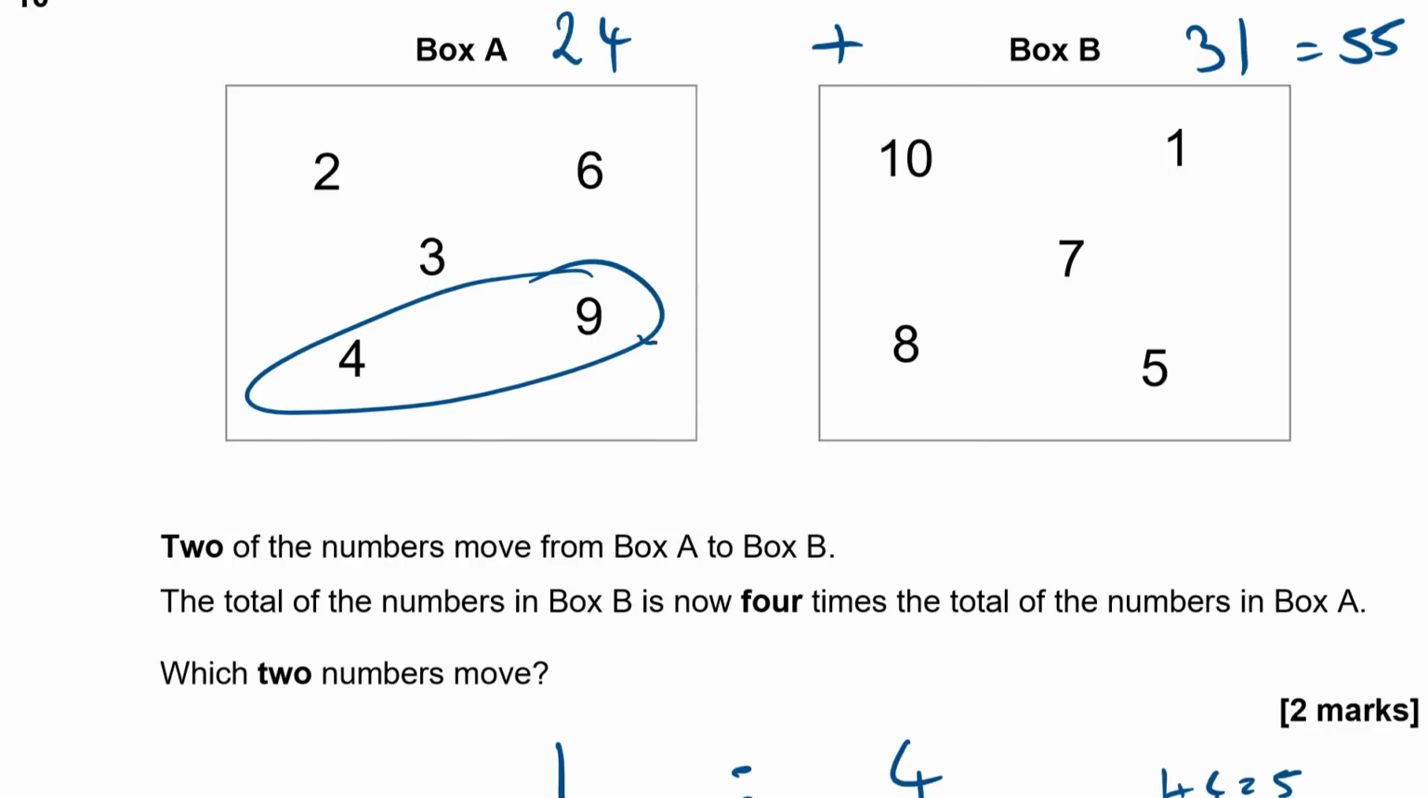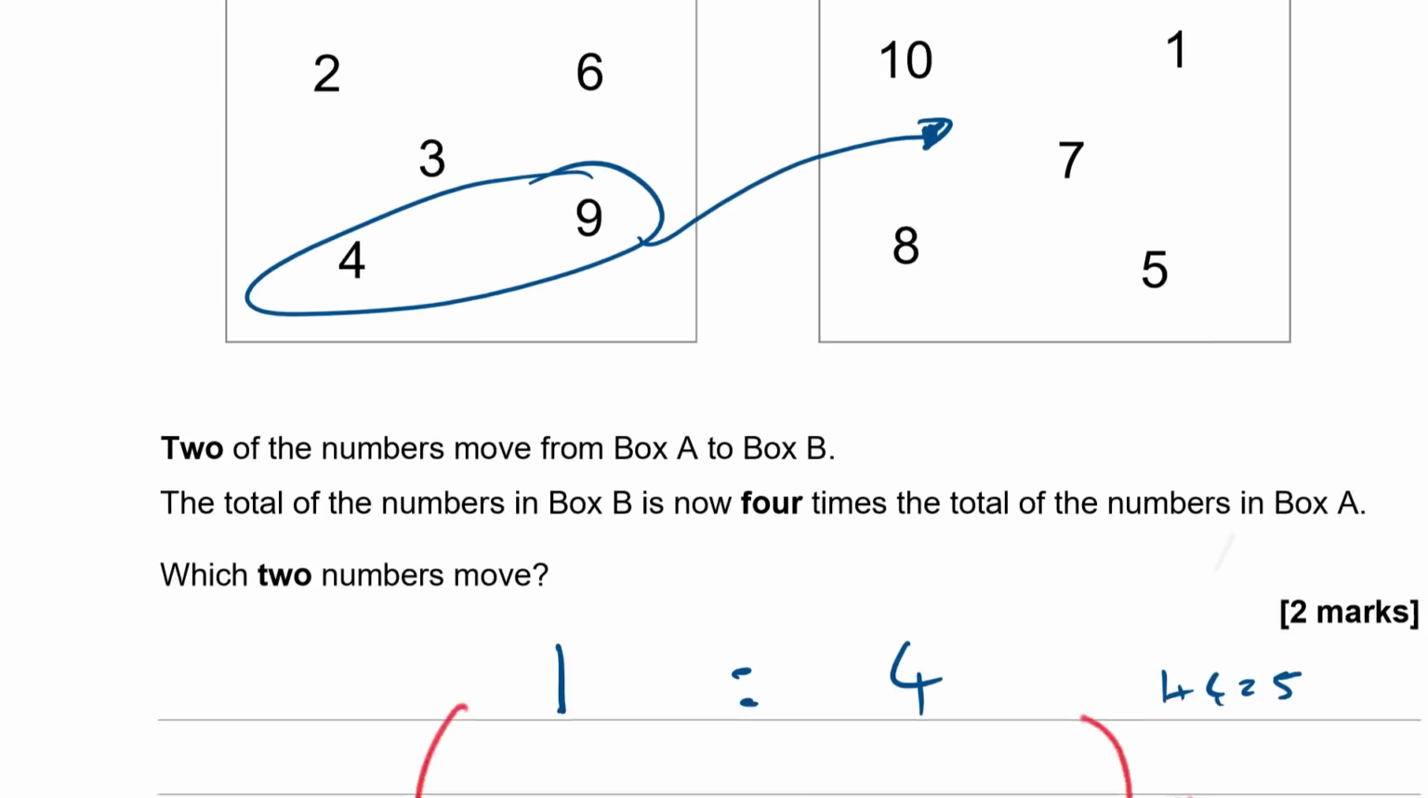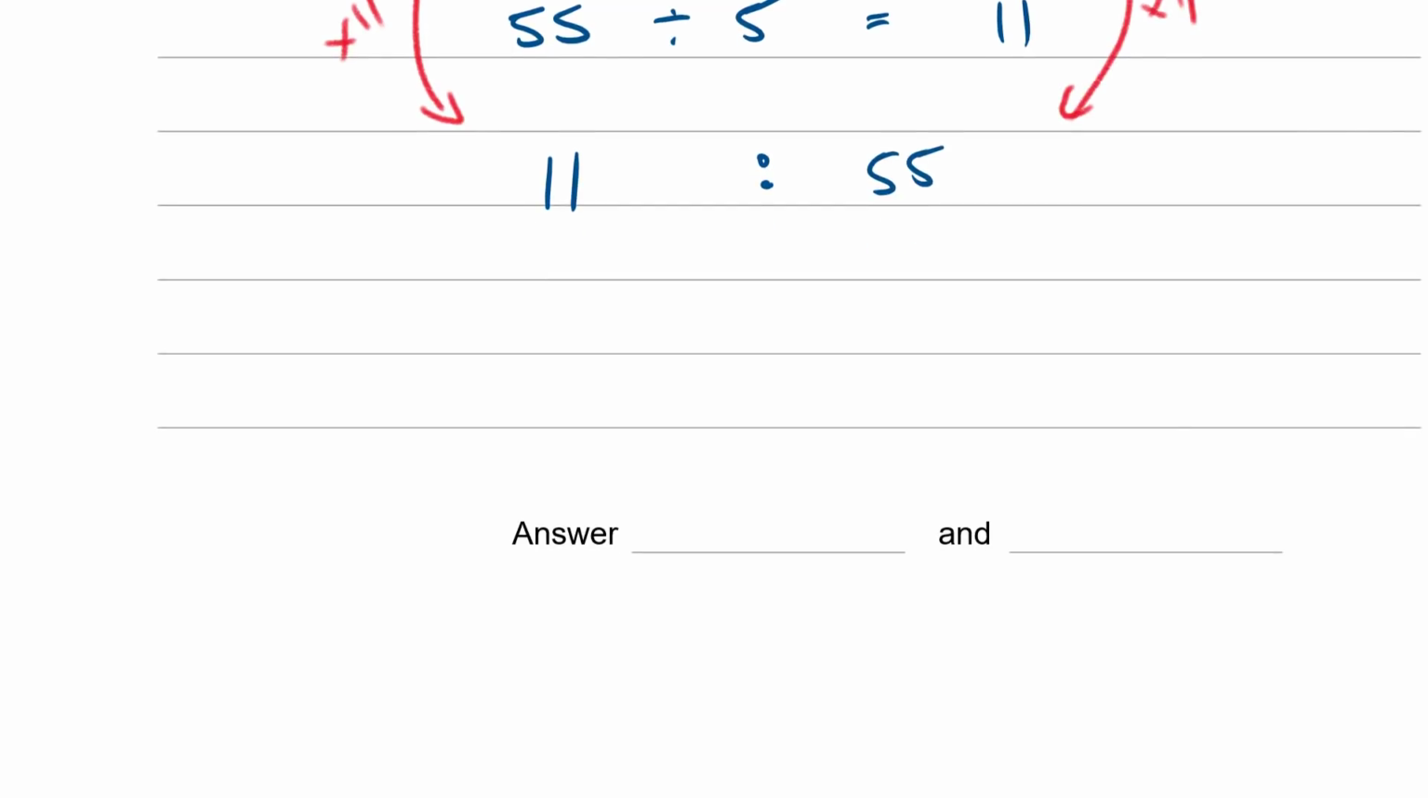Those do. So if I move the 4 and the 9 over there, I'll get my 13 moved, and I'm left with my 2, 3 and 6, which give me 11 left in box A. My 4 and 9 making 13 moves over to box B, and the total is now going to be 44, which is 4 times bigger than 11. Okay, so the answer is 4 and 9.